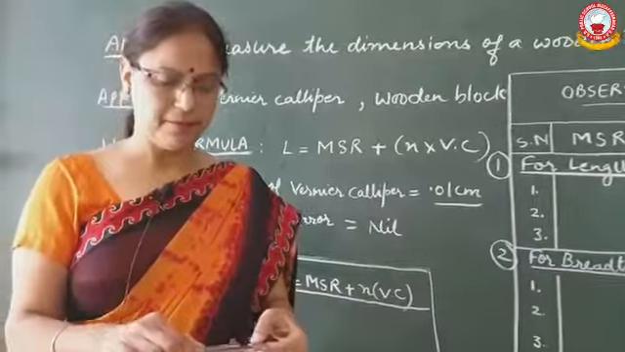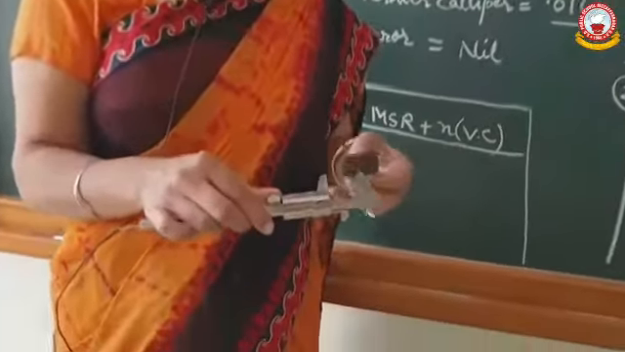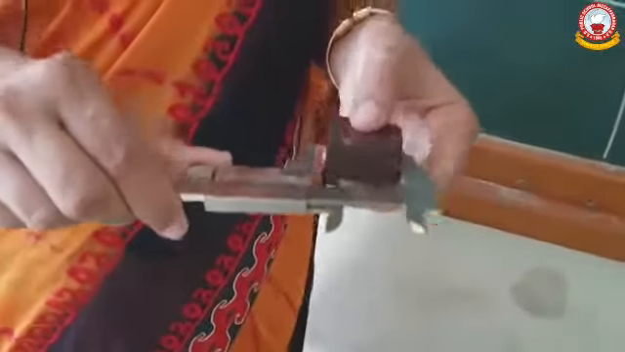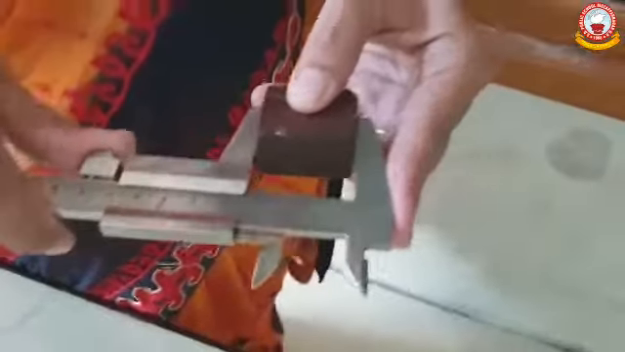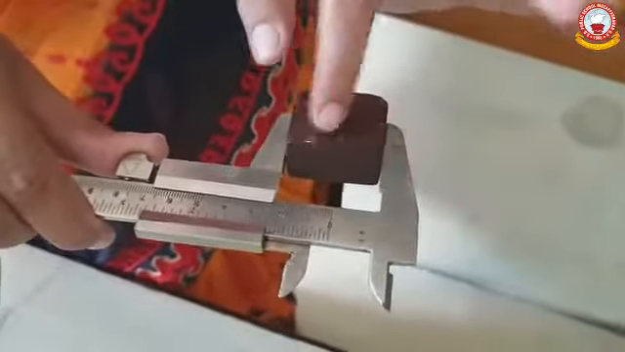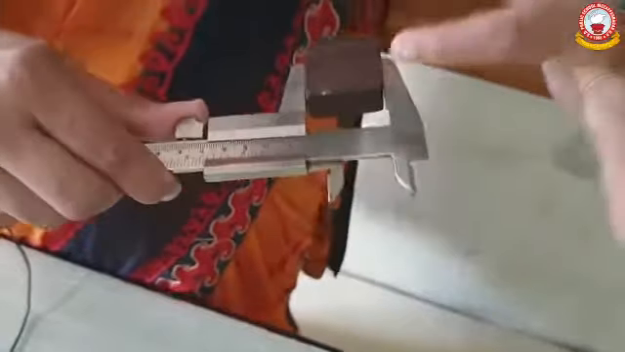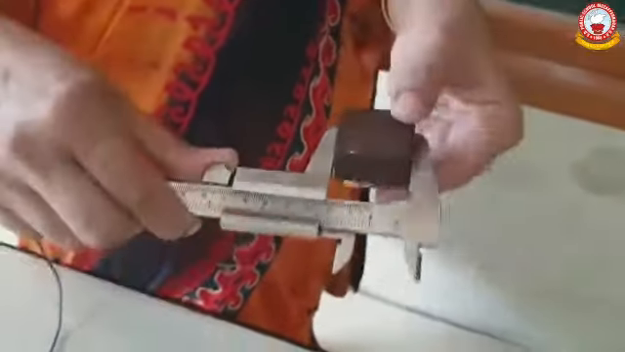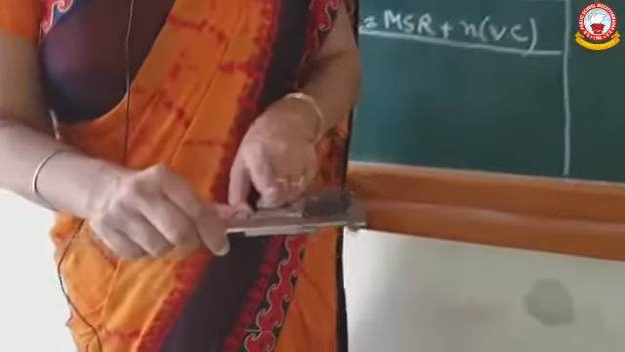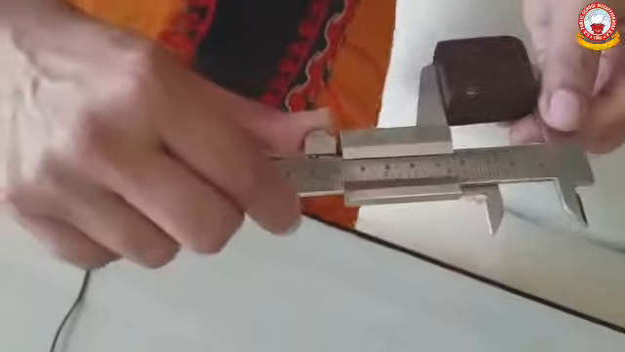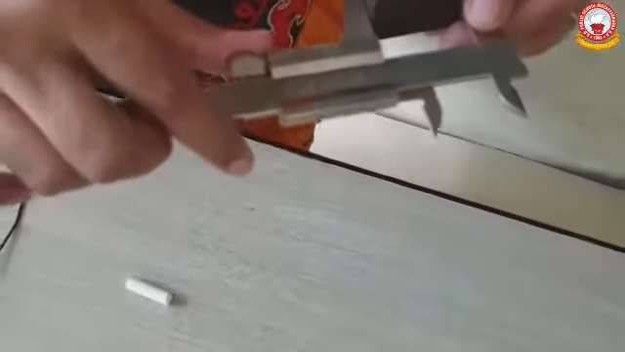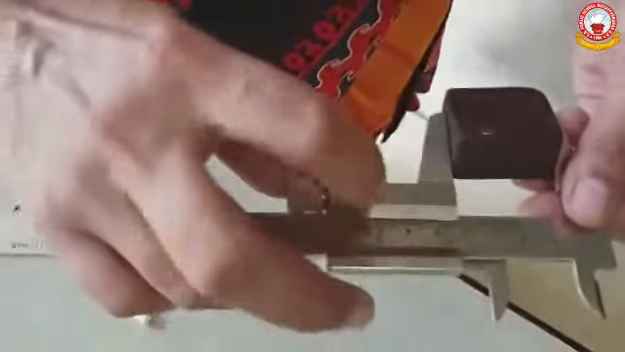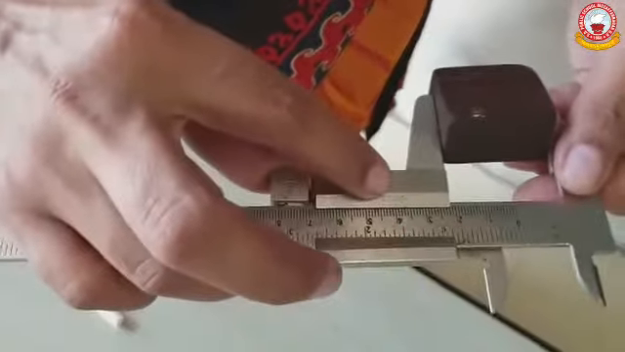So as the first step, I will move this slider and fix my wooden block between the 2 jaws along the length. This is the length, this one is the breadth and this one you can see is the height. So first of all, along the length, I will fit it between the 2 jaws. Now I have to take the observation, the main scale reading. You can observe here, main scale reading, what is it here? Look carefully, is it visible?